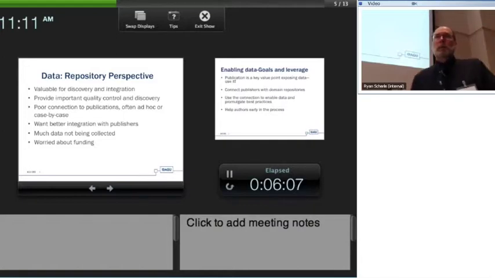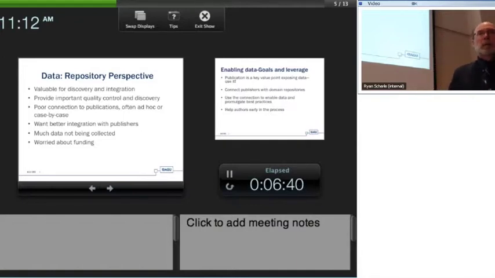In response to a question someone asked earlier, I do think that repositories have a key role in data quality. That's true of several of the major repositories in the Earth and Space Sciences, IRIS, for example, on seismologic data, MAGIC for paleomagnetic data. They ensure metadata standards. They ensure the correct data format. And that's a really valuable service that in some ways can help the efficiency of the peer review process. But there's still poor connection to publications. It's often ad hoc.